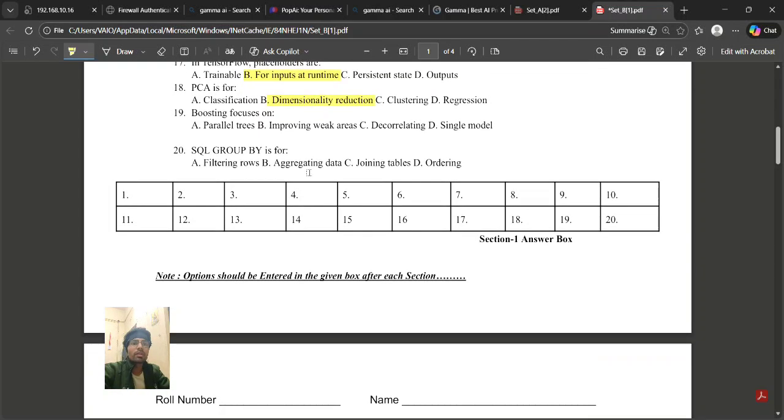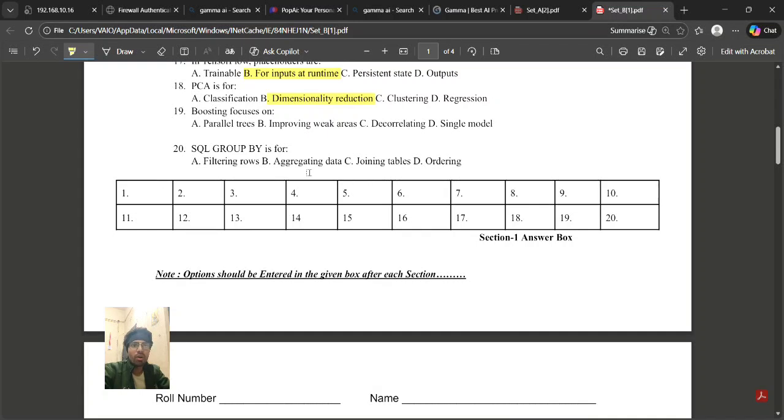So now go to question number 19, boosting focuses on. Boosting focuses on improving weak areas. Specifically, it builds sequential models where whenever we create a new model, it focuses on the errors made by the previous model. Unlike bagging which builds parallel trees, boosting is sequential and adaptive. So according to this, our answer is improving weak areas.